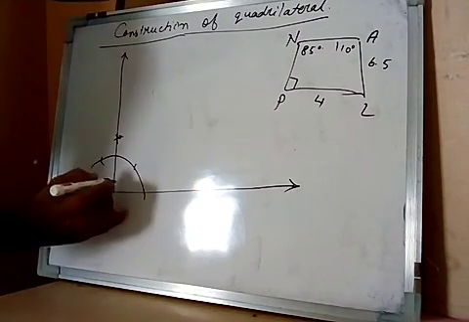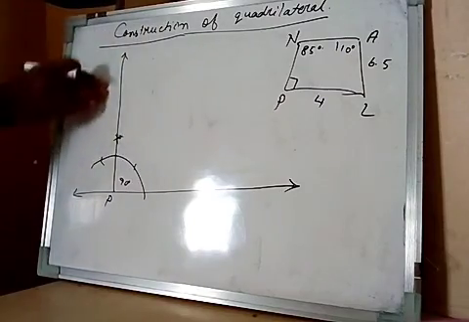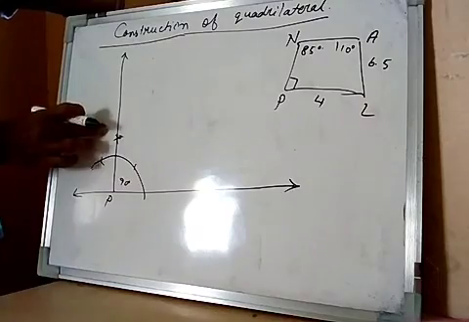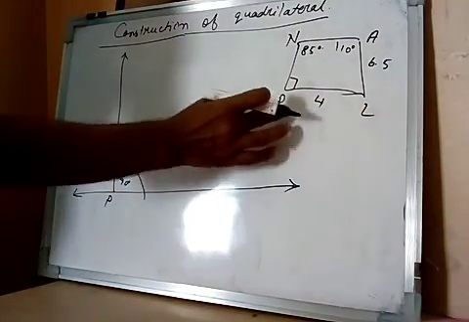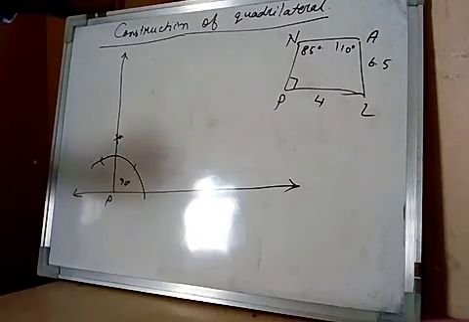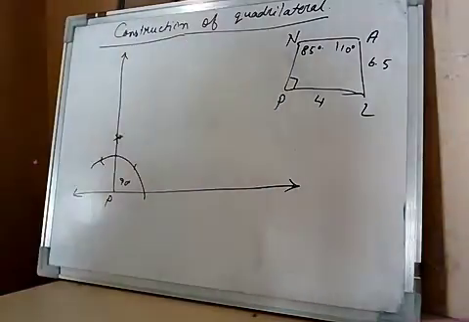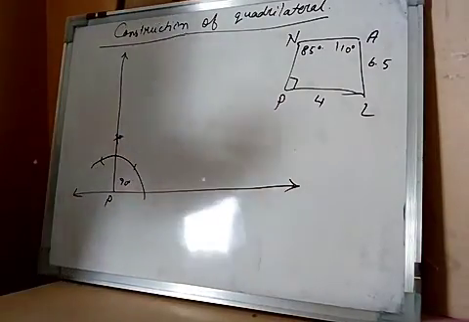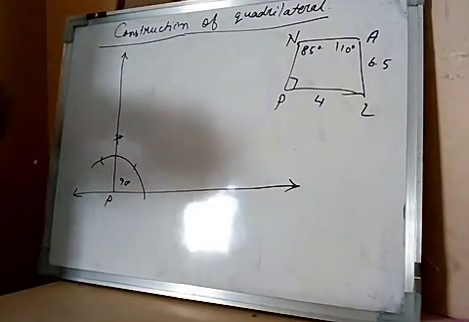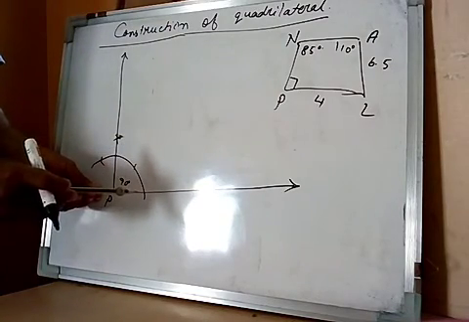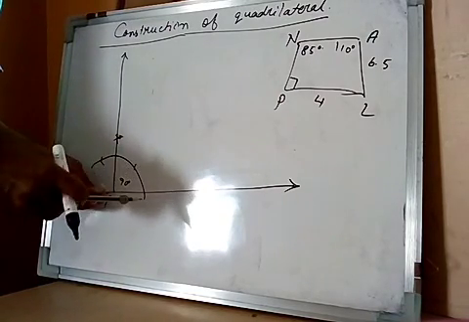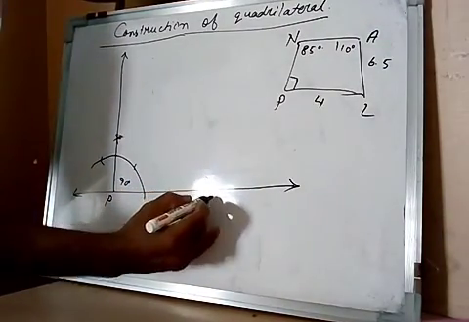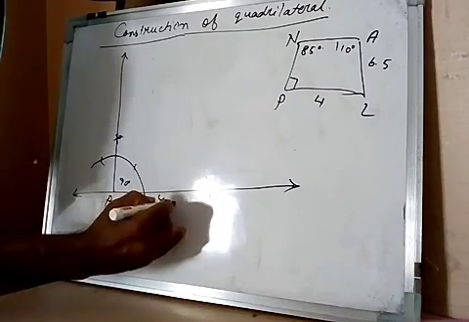Now what will happen? Here it is 90 degree. Now this length from P to N is not given, no length is given, so we cannot cut the PN. Now L is given: P to L, it is 4 centimeter. So with the help of compass and scale, you can take 4 centimeter. By putting the point here we can take 4 centimeter. So 4 centimeter will come here, and then this one will be L.